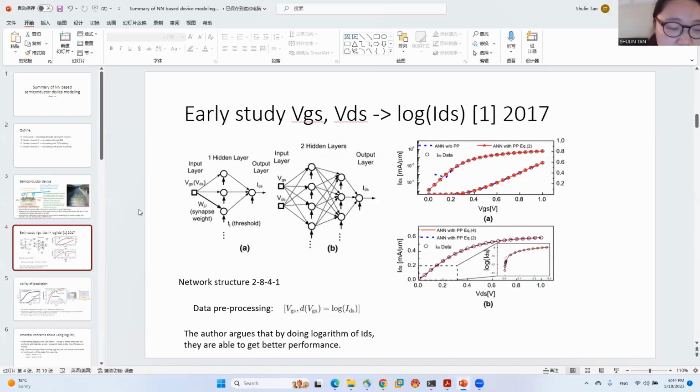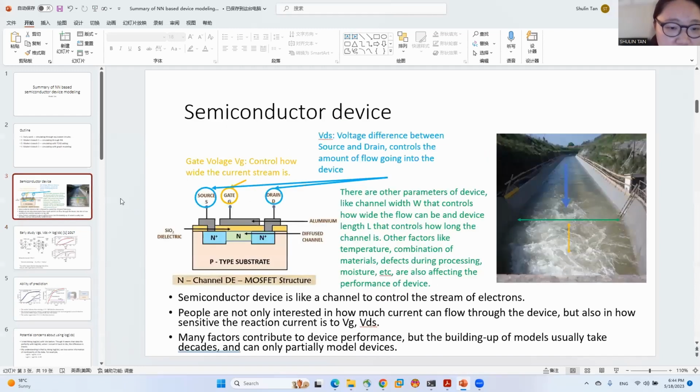So I think I want to begin. What I want to talk about today is the development of some simple but most important parameters, like source and drain voltage.